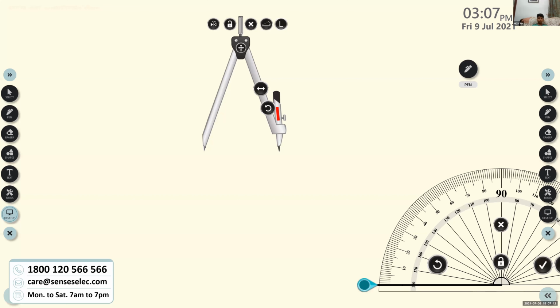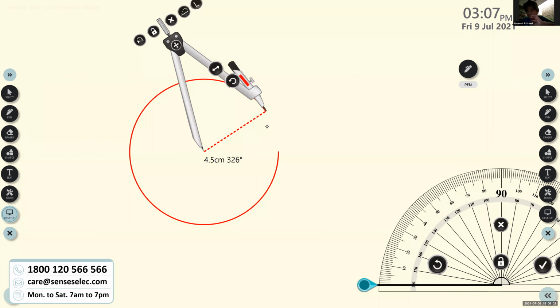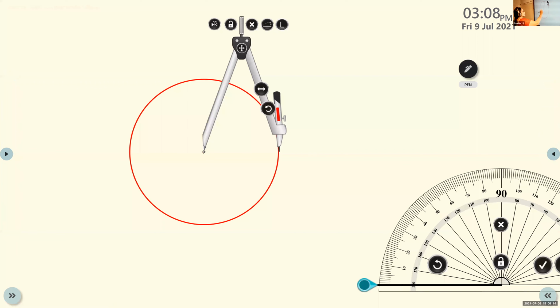Draw a circle with any appropriate radius. Choose radius 3, you can choose that. Ma'am, I have drawn a circle without an approximate value. No problem. We need any circle, only that. And mark its center also. We need its center.